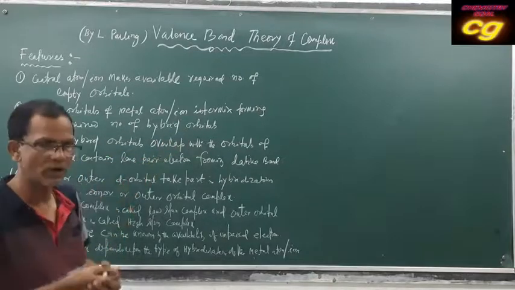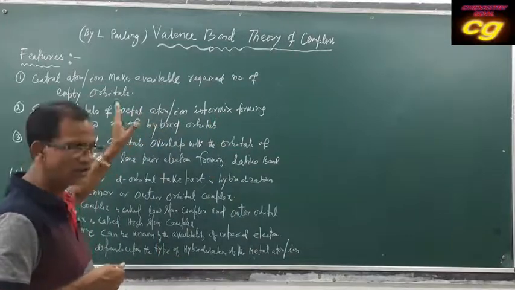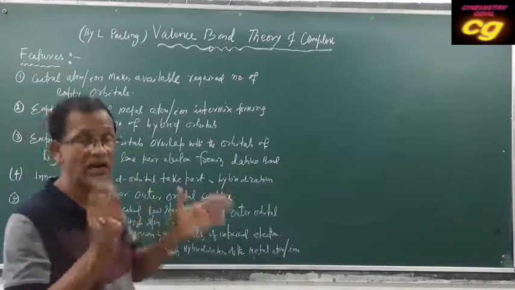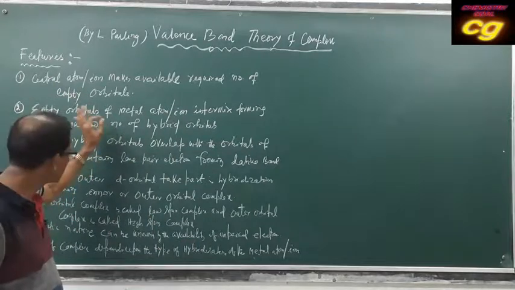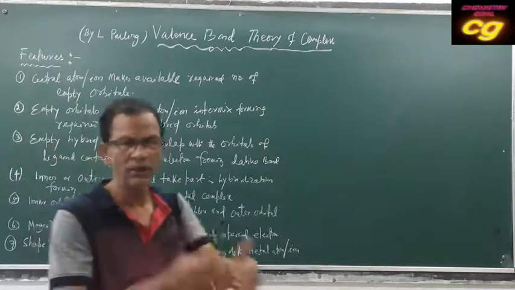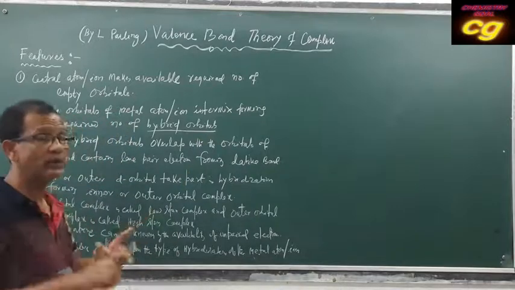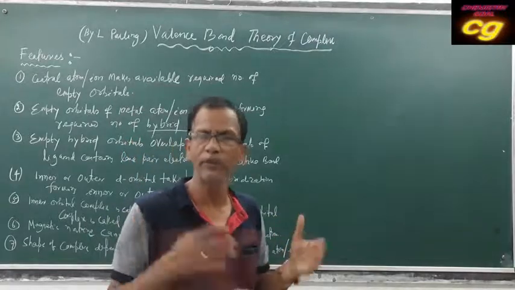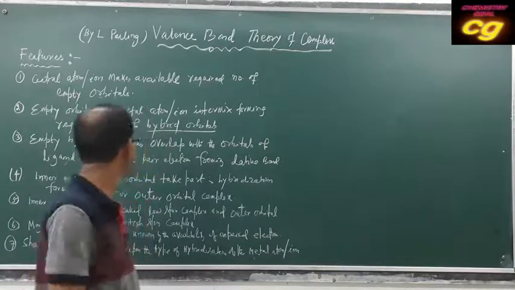So in the second step, what happens? The empty orbitals available for overlapping with the ligand orbitals, the required number of empty orbitals of the metal atom, intermix, forming hybrid orbitals. So before overlapping, the orbitals must intermix with one another, forming hybrid orbitals. You know the concept of hybridization.